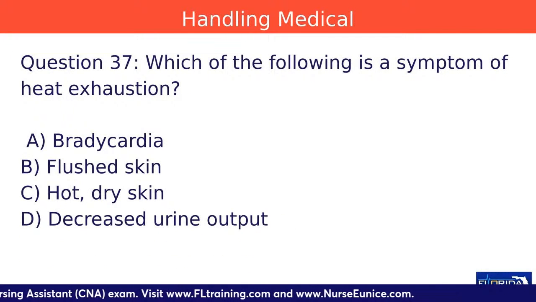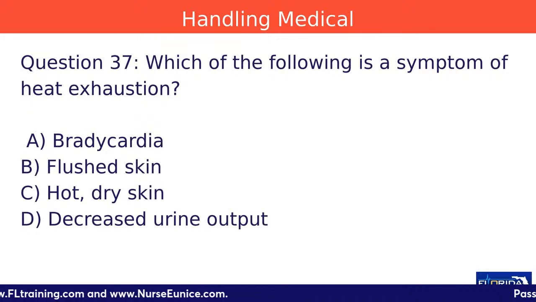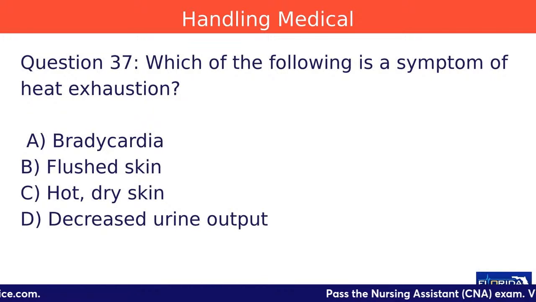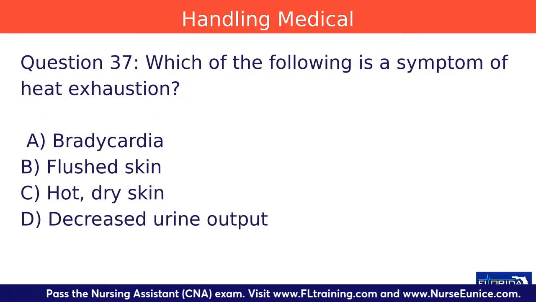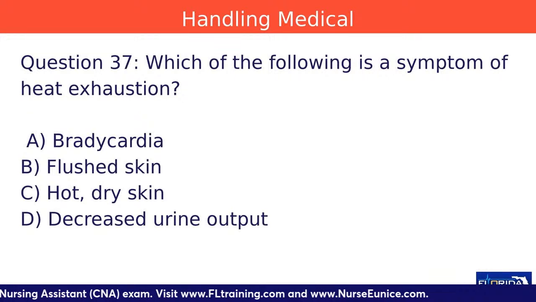All right, so question 37. Which of the following is a symptom of heat exhaustion? A, bradycardia or slow heart rate. B, flushed skin. C, hot, dry skin. D, decreased urine output. This person's still able to talk.